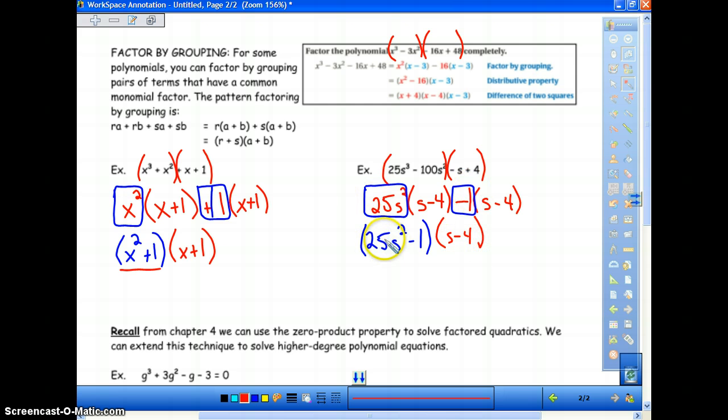Now, the only problem about this is that this one can still be factored. This is a difference of squares. And without going into a lot of detail, because we've talked about it before, this factors to be 5s minus 1 times 5s plus 1. And then our last one is still s minus 4. So we have three factors there that have now been fully factored. This is completely factored using our factoring by grouping.